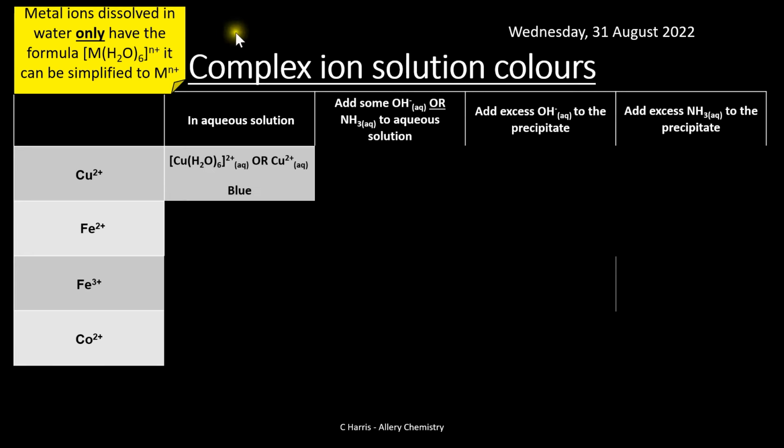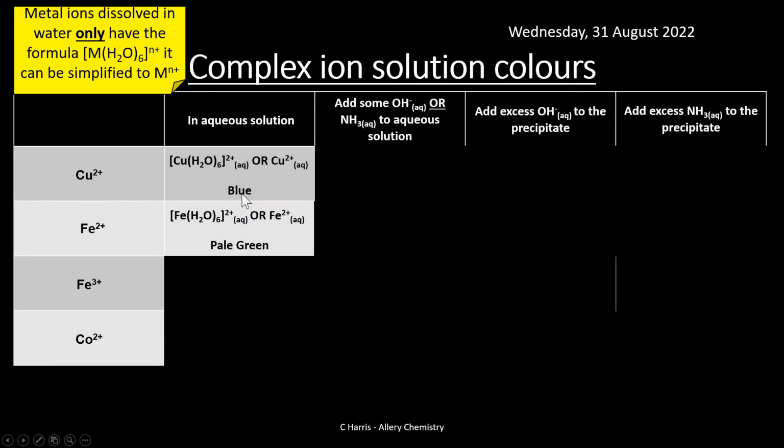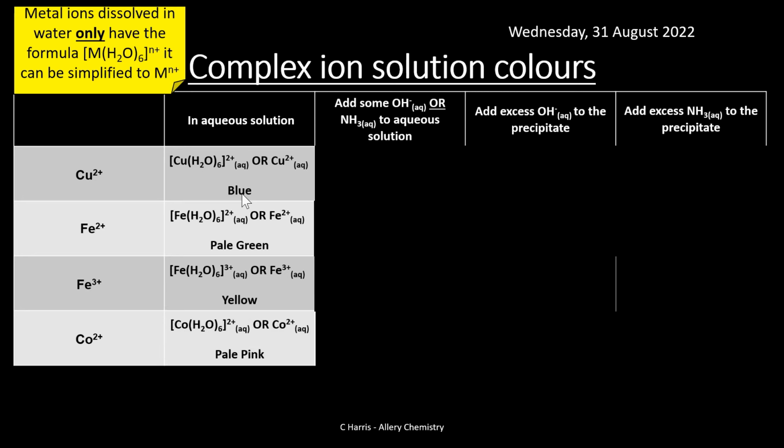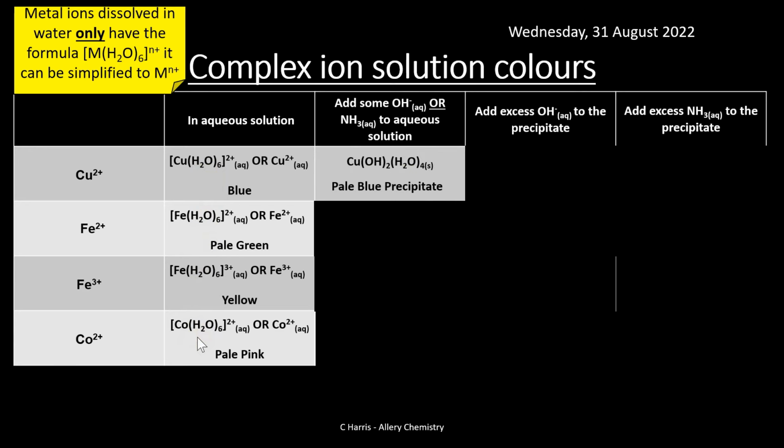So copper, when we react copper in water, obviously we form CuH2O6 and it's a blue colour. Iron 2+ is pale green. Iron 3+ is a yellow colour, and cobalt 2+ is pale pink, as you can see there. So when we add it in water, you have 6 water ligands surrounding it. So when we add some hydroxide, just a small amount, or ammonia to this solution, what do we get?